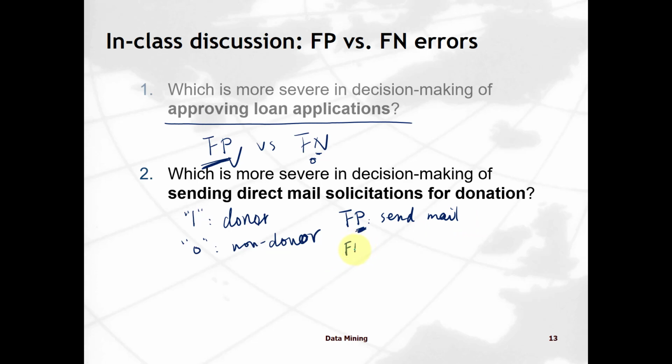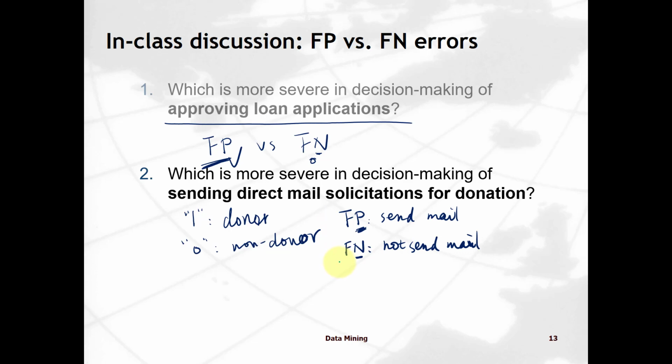In contrast, in the case of false negative, the algorithm determines that the person will be likely a non-donor, and the company will follow the recommendation to not send a mail. But since it's a false negative, the person actually would be a donor if he or she received a mail, but unfortunately the company did not send a mail, so the person would for sure not donate due to no solicitation. So in the direct mail solicitation case, which error is more severe, more consequential?